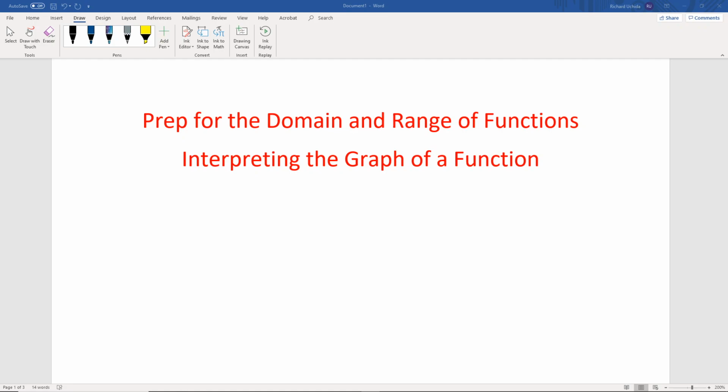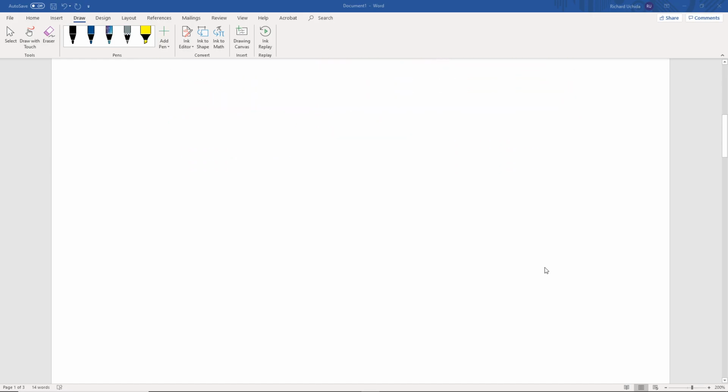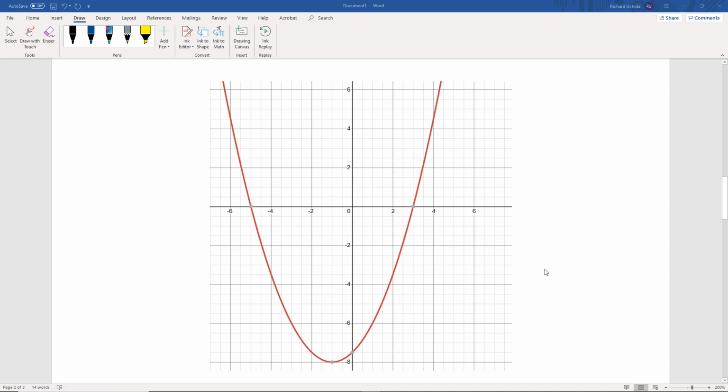In this prep for the domain and range of functions, we're going to look at ways you could interpret some of the features of the graph of a function. So let's look at a couple examples. And for this first example, we're given the graph of this parabola.